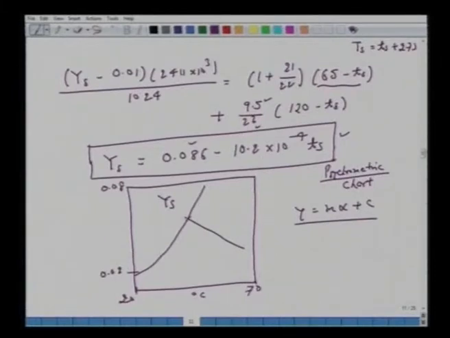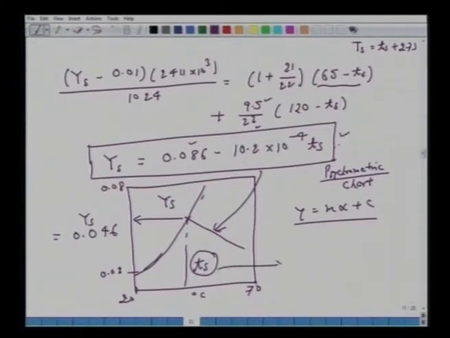This line will intersect as ys and this will intersect as Ts, surface temperature. So this is the equation of this line. This is a saturated humidity. Essentially you have connected an operating line to this equilibrium line to find this ys. If you read from the graph, you should read this as 0.046 and you should read this Ts as 38 degrees centigrade.